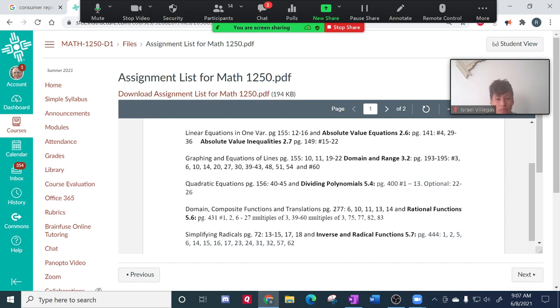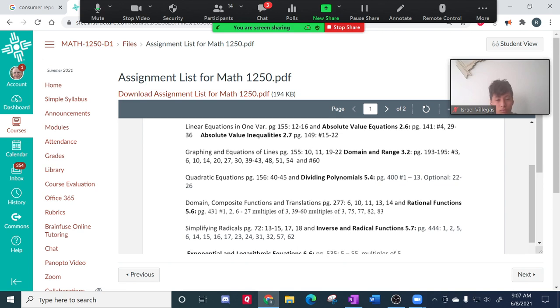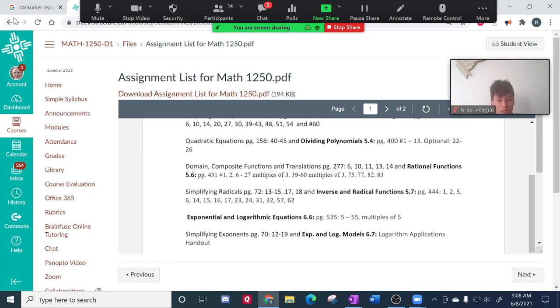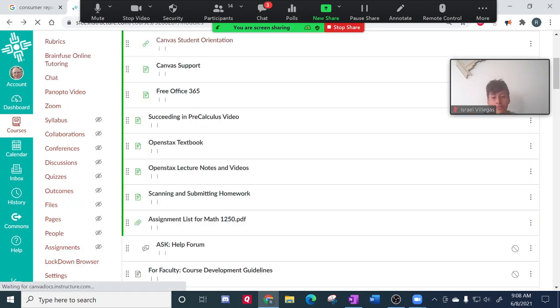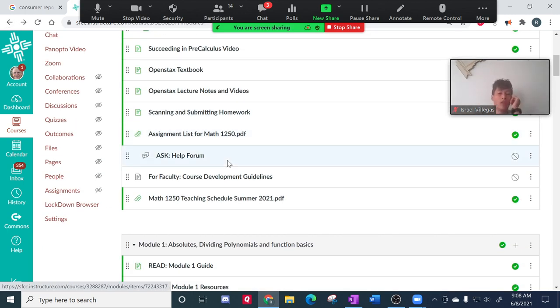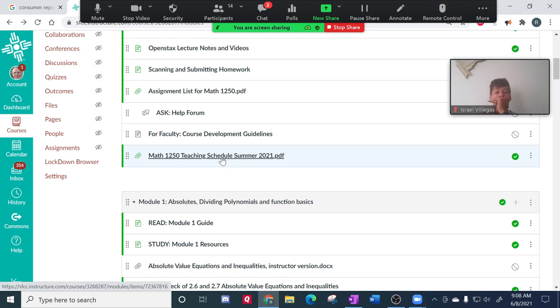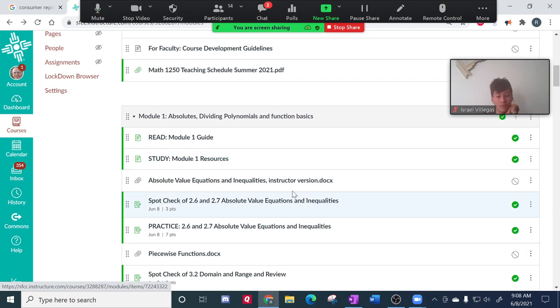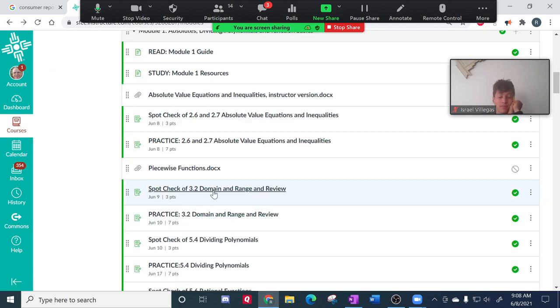And then as you go on later in the semester, the review problems will be problems from previous sections that we've done in this class. Okay. So, I showed you our teaching schedule last time. And then, so for each of these sections, you'll notice there's a spot check.